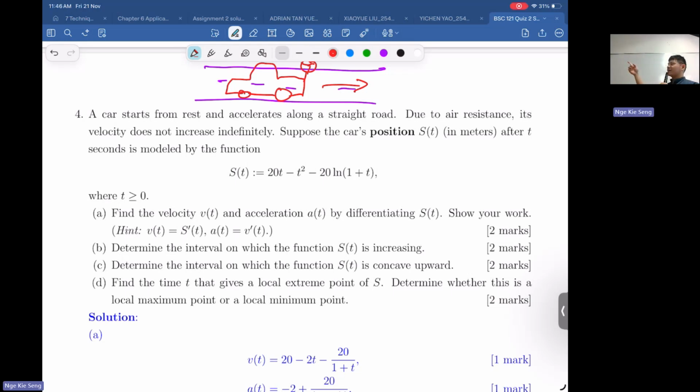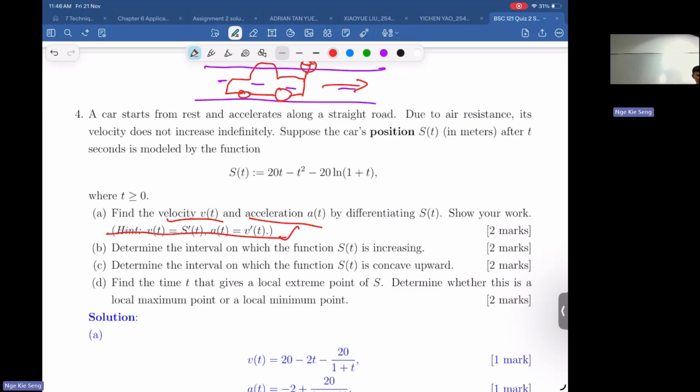We even give you the hint. Do you think this hint is necessary? Let me interview you. Do you think it's not necessary? Because you should know what velocity and acceleration are already. But we are very kind, so I will tell you what velocity and acceleration are.